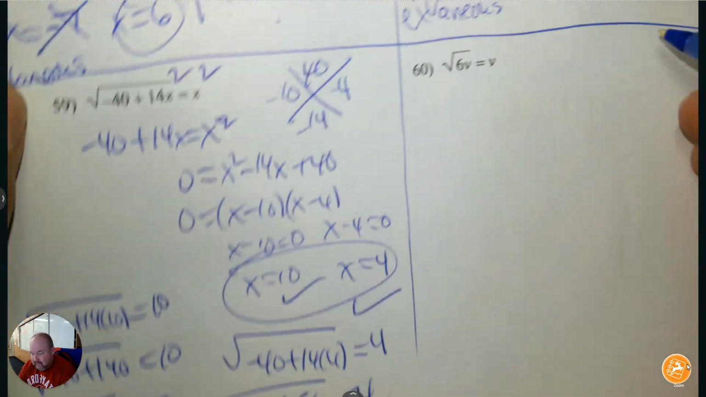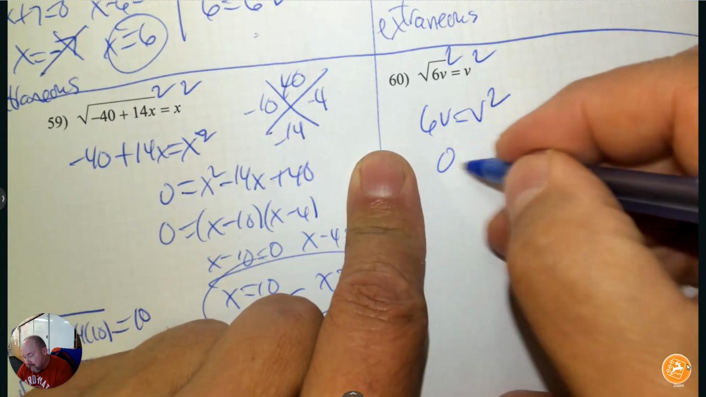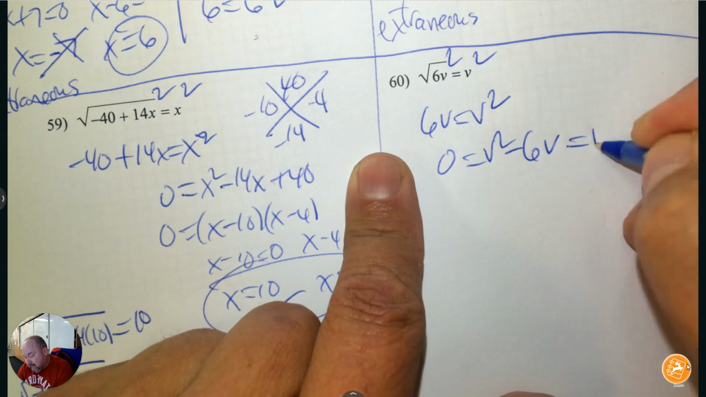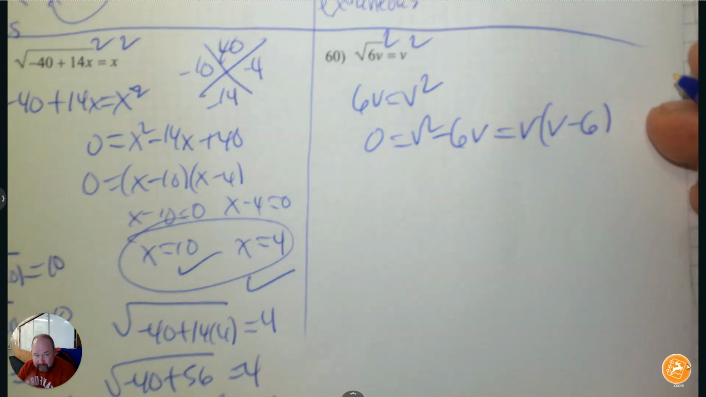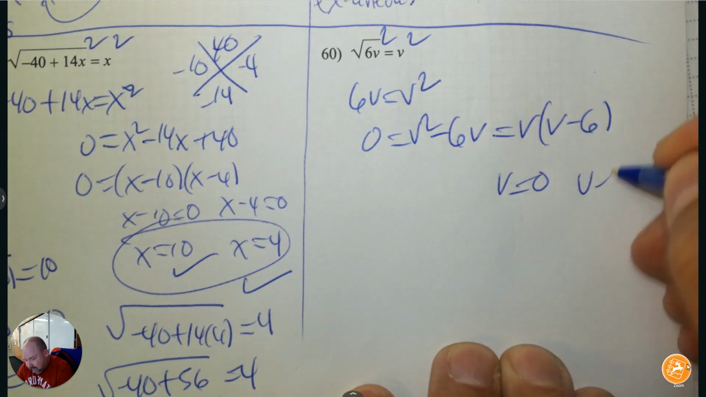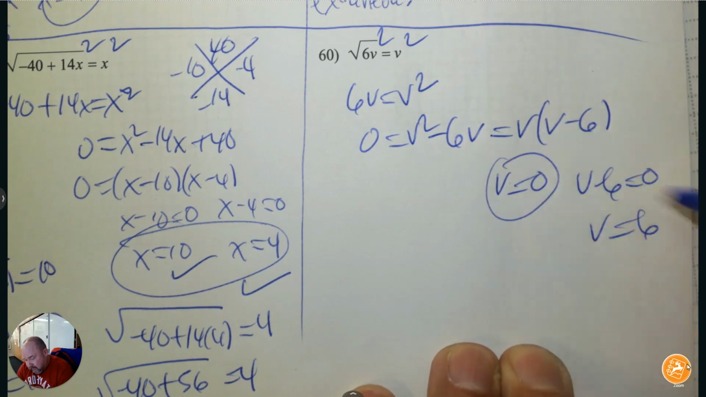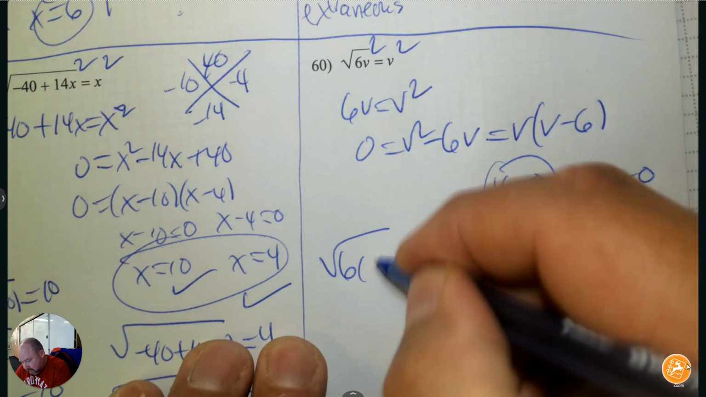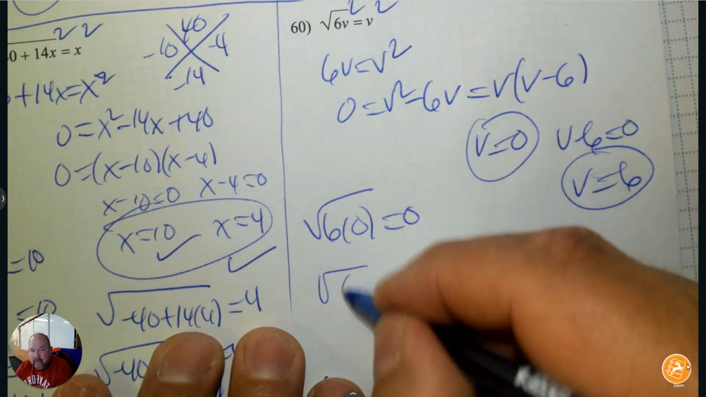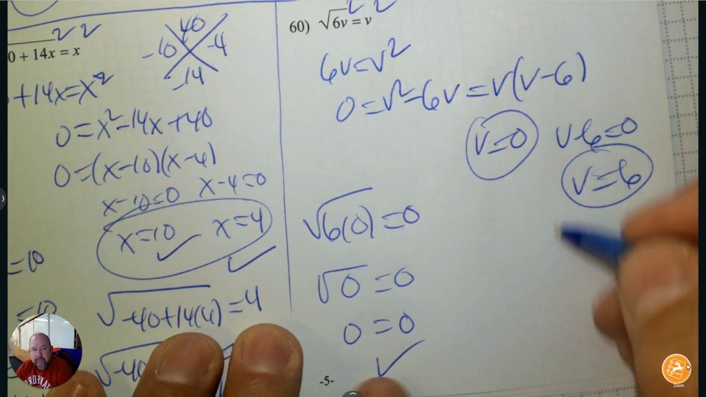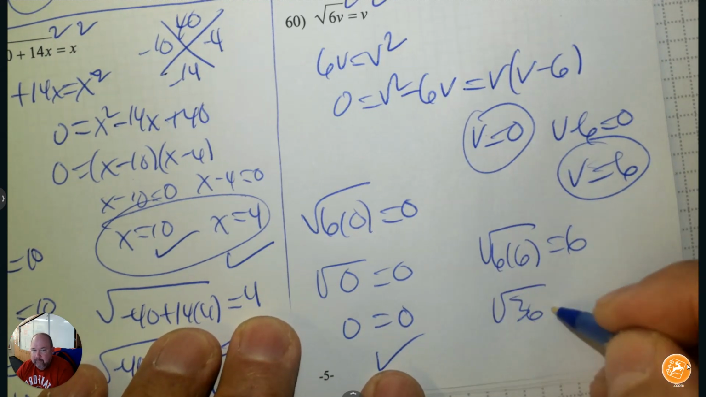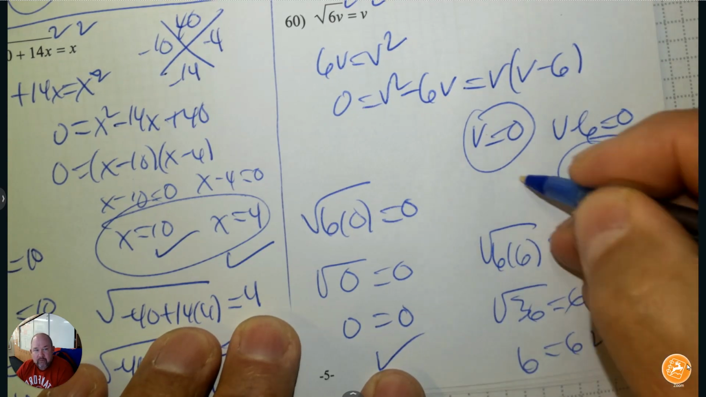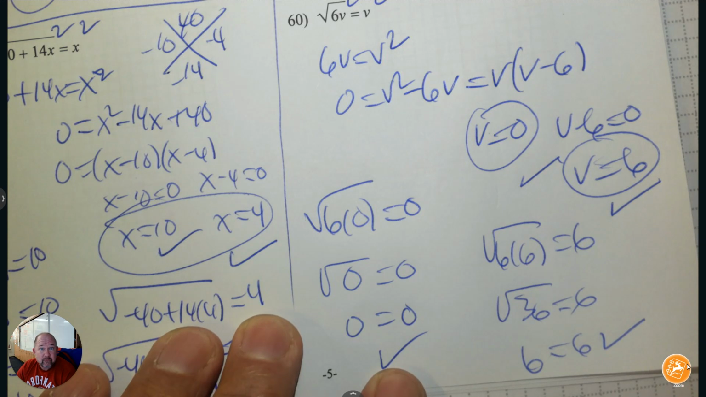All right, last one like this. Solve this one. Square both sides. That's 6v equals v squared. And then make it equal to 0 by subtracting 6v. I'm going to factor out a v. Again, you should press pause and try it. And then those are my two answers, 0 and 6. So 0 I try out, 0 works. And then 6 I try out, and 6 works. So both of these work. So 0 and 6 are good. There are no extraneous solutions for this one.